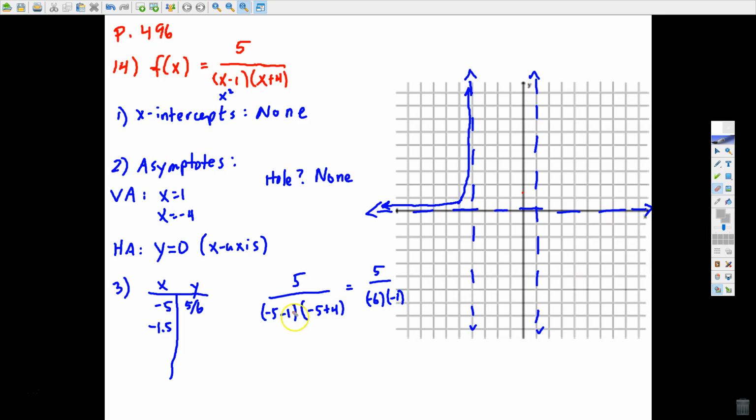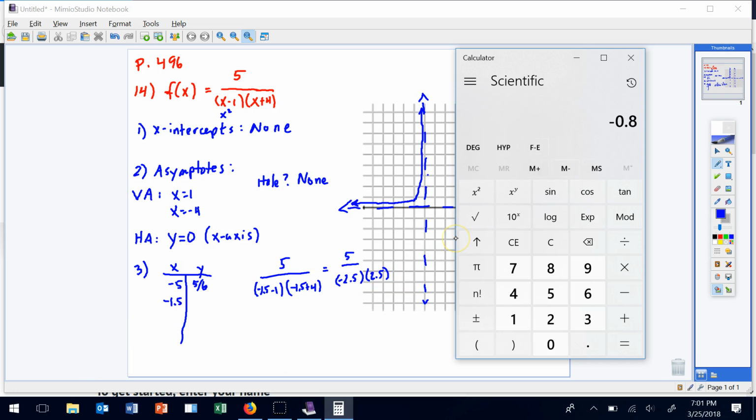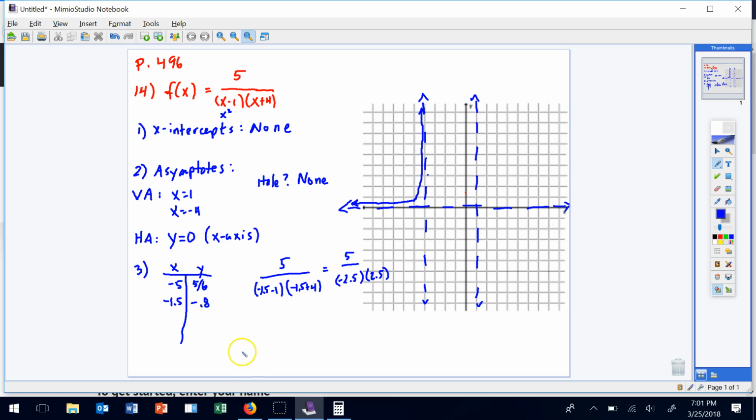So you might want your calculator for this one. Let's see what we get as an output. Obviously the numerator doesn't change. So -1.5 minus 1 is -2.5. And then -1.5 plus 4 is +2.5. I just went ahead and paused for a second so I could pull up my calculator, and you might want to double check and see if you get the same thing. When I did 5 divided by -2.5 times +2.5, I got -0.8 as the output.